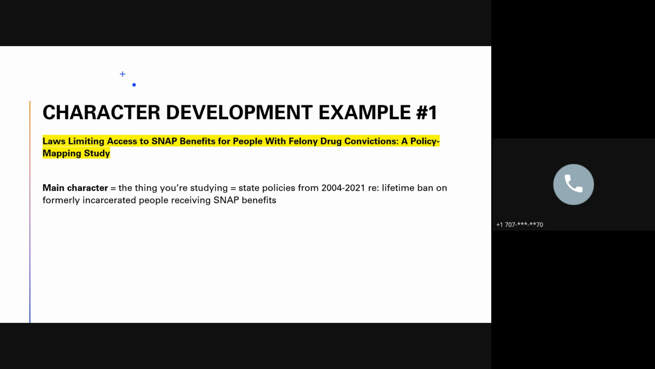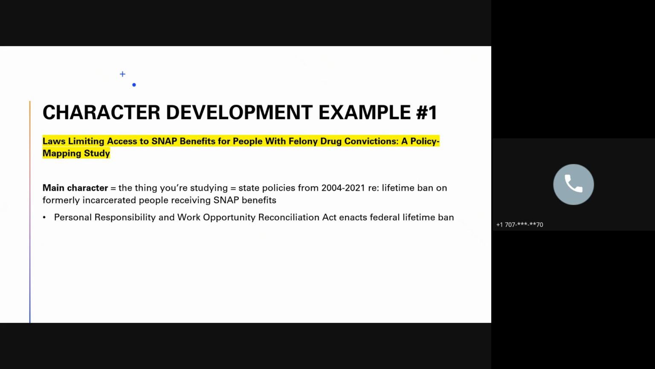So even though the introduction is giving us context about the rates at which formerly incarcerated people are unable to receive SNAP benefits, and information about food insecurity, those aren't the exact things we're studying. Rather, the thing we're studying is the state policy, because we're observing that to see how our understanding of them changes over time. Background information about our main character.